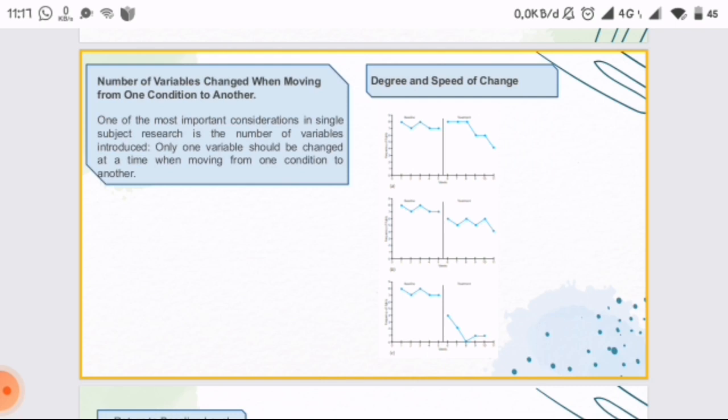And then in part C, we see a dramatic and rapid change when the intervention was introduced. A researcher would be more likely to conclude that the independent variable was effective in this case than he or she would be in either of the other two.